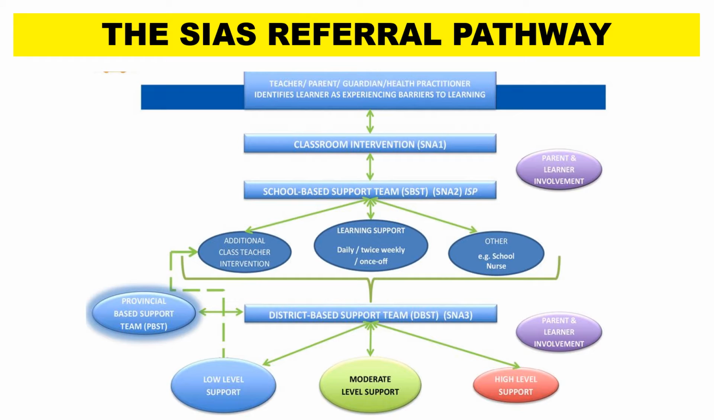If we look at the purple oval on the right-hand side of the slide, it says parent and learner involvement. It is important to note that the SIAS process is not something that is being done to the learner. The learner should be an active role player throughout because the learner needs to take responsibility for his or her own learning. And if a learner participates, it's much easier to identify the reasons for the barriers to learning as well as to evaluate our intervention strategies.